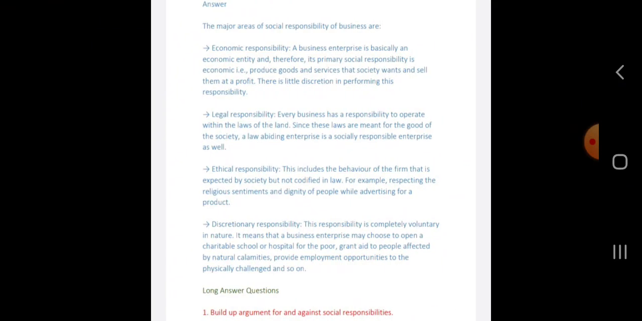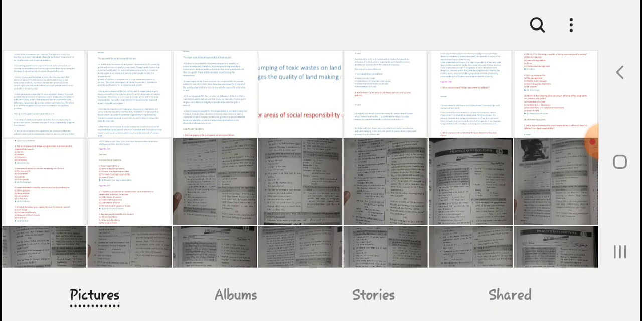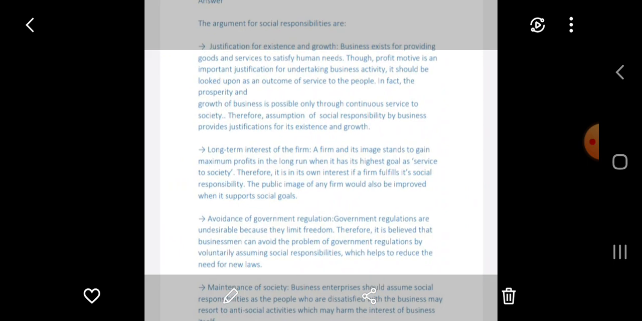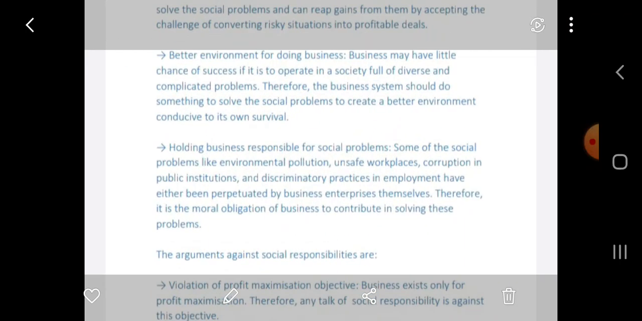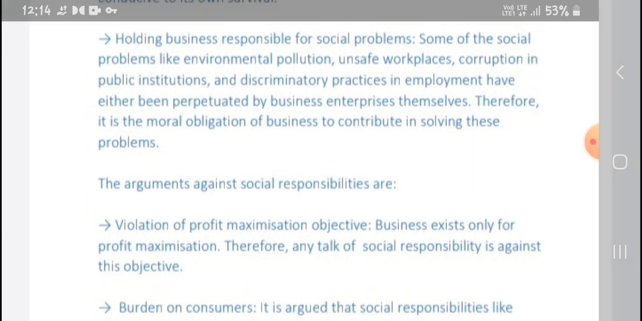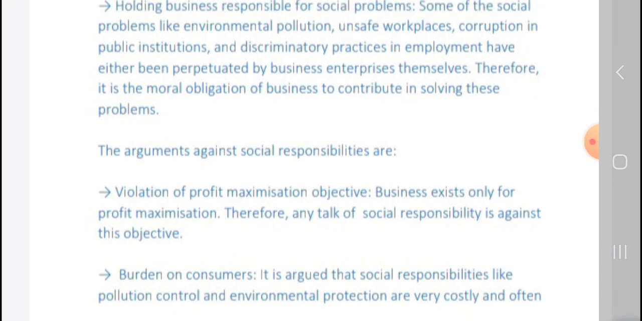So in the exam, they may ask you to write the arguments for social responsibility, and also they may ask you to explain. If they ask, you have to explain; otherwise you have to write the names. Next, the second question they have asked is arguments against social responsibility. This also you should name, otherwise if they ask to explain, you have to explain. So, violation of profit maximization objective.